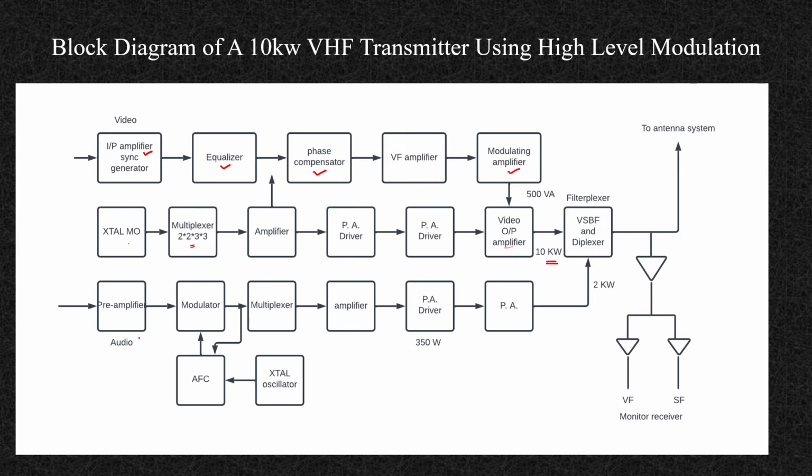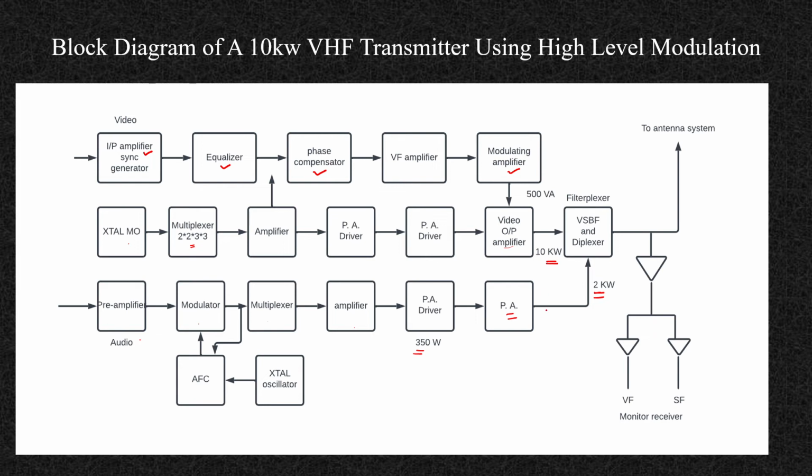So here you can say that there are several amplification stages before modulation and before filtering. Then audio is first pre-amplified, then modulated, multiplied to up convert the frequency, amplifier, this is the power amplifier driver, up to 350 watt power will be reached. Again the power amplifier, and your audio signal power will be 2 kilowatt, and those signals will be given to this filterplexer unit. So the vestigial sideband filter will allow only a bandwidth of 7 megahertz, and it is given to the antenna system.